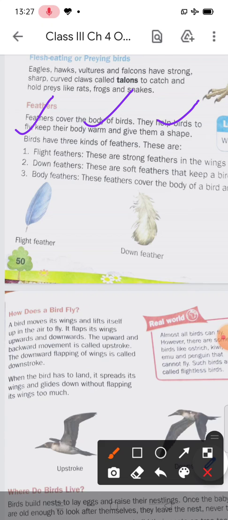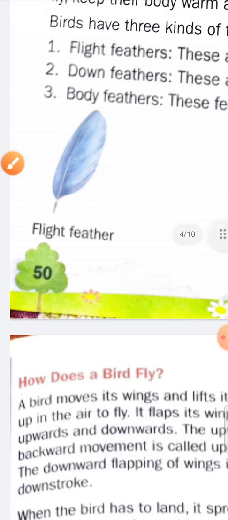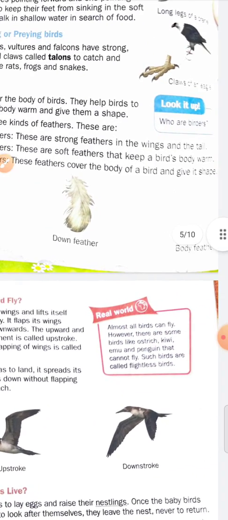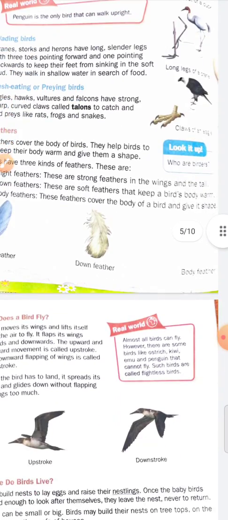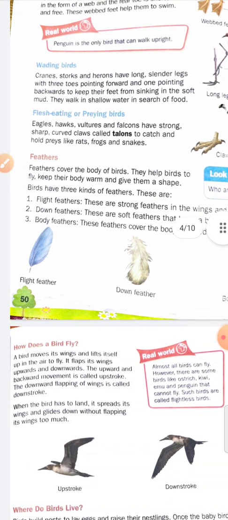So how many functions do the feathers have? Yes, 3. And you know, birds have 3 kinds of feathers. What are these? You can see the diagram also. This is the flight feather. Next is down feathers, and next is body feathers. This is not visible, but in your book it is visible.